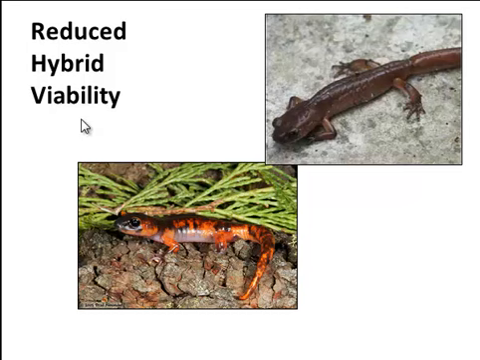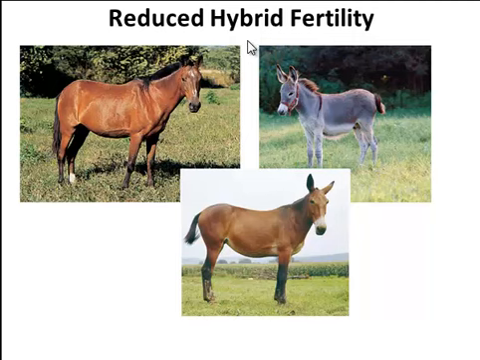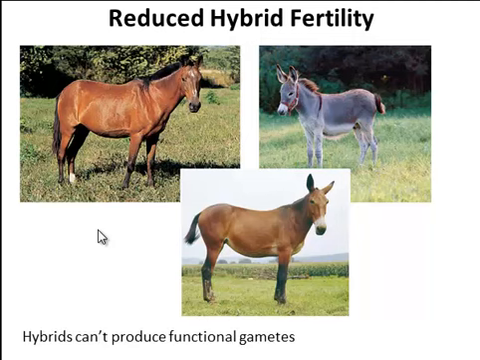Reduced hybrid viability is a postzygotic mating barrier. In the case of this salamander, they can produce offspring, but those offspring don't live very long. They don't live long enough to make offspring of their own. So viability refers to an organism's ability to live in this case. Reduced hybrid fertility sounds the same, but it's different. This is also postzygotic, but in this case, the hybrid is perfectly normal, but it's sterile. So here we have the offspring of a horse and a donkey, which is a mule. The mule is perfectly healthy and does great things for us, but it can't reproduce.